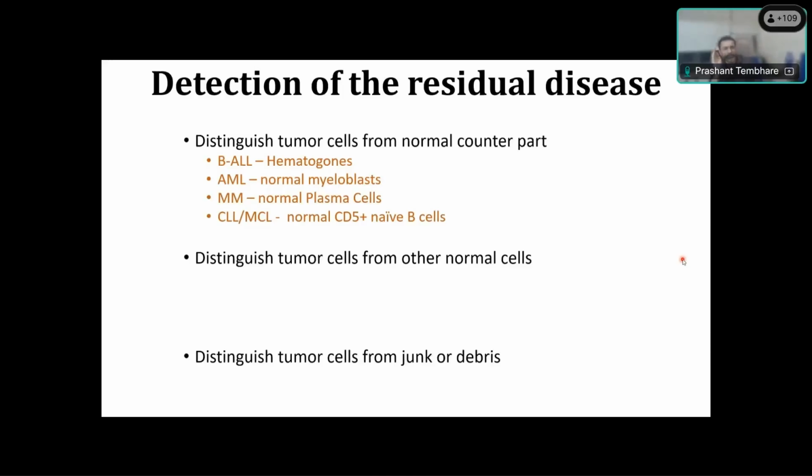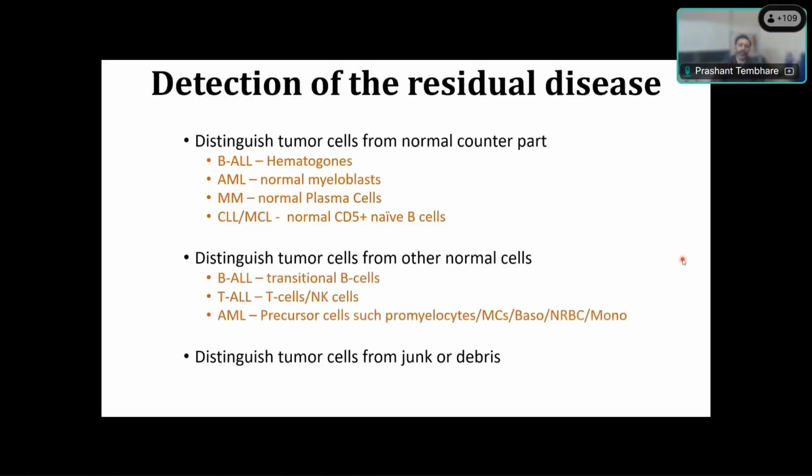So that means the first principle of MRD detection by flow cytometry is to identify the tumor cell and differentiate it from the normal counterpart. Counterpart means, for B-ALL, the normal B cell precursor; for AML, the normal myeloblast; for myeloma, the normal plasma cell. You also have to distinguish it from other cells which can look like the tumor cell. For B cells, other cells will be transient mature B cells or non-myeloid blasts, erythroid cells, B cells, T cells, other cells which are there.